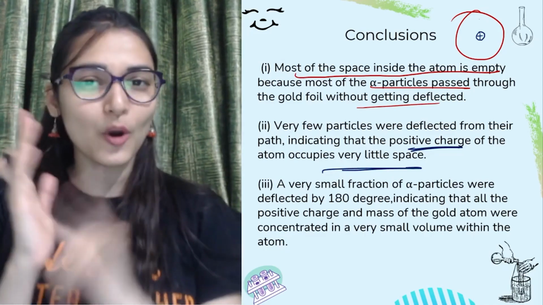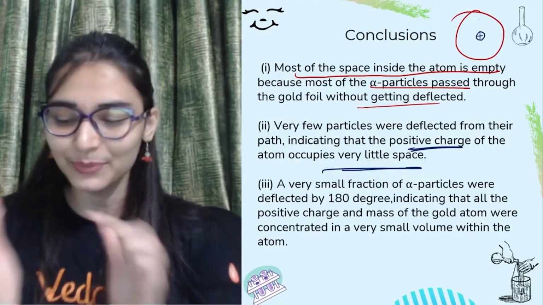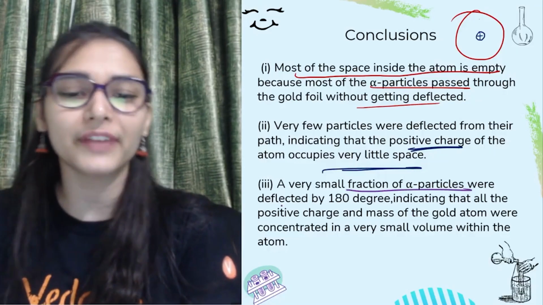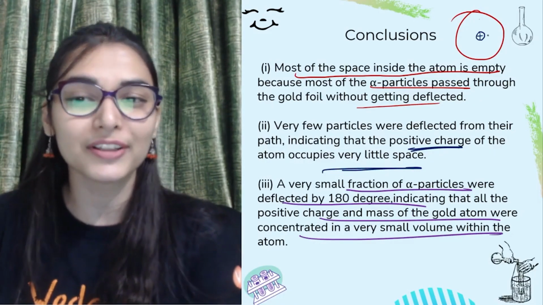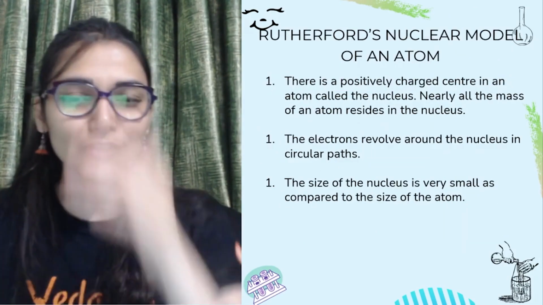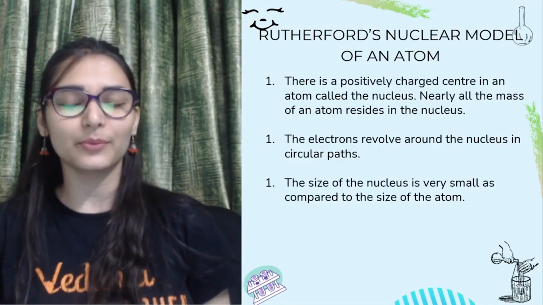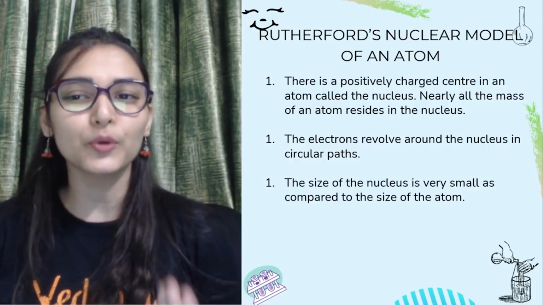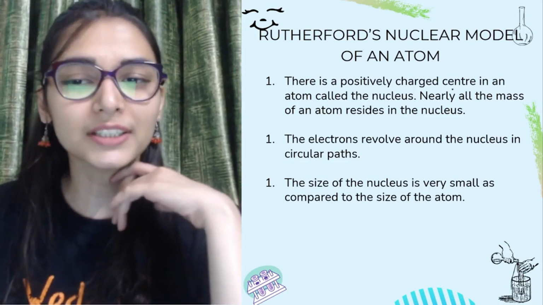That means this body is very heavy. The entire mass of the atom is located in the body, and that is how he said that a very small fraction were deflected, indicating that all positive charge and mass is concentrated in this very small positively charged region, which he later on named as nucleus. So what did the Rutherford alpha ray experiment discover? Nucleus.